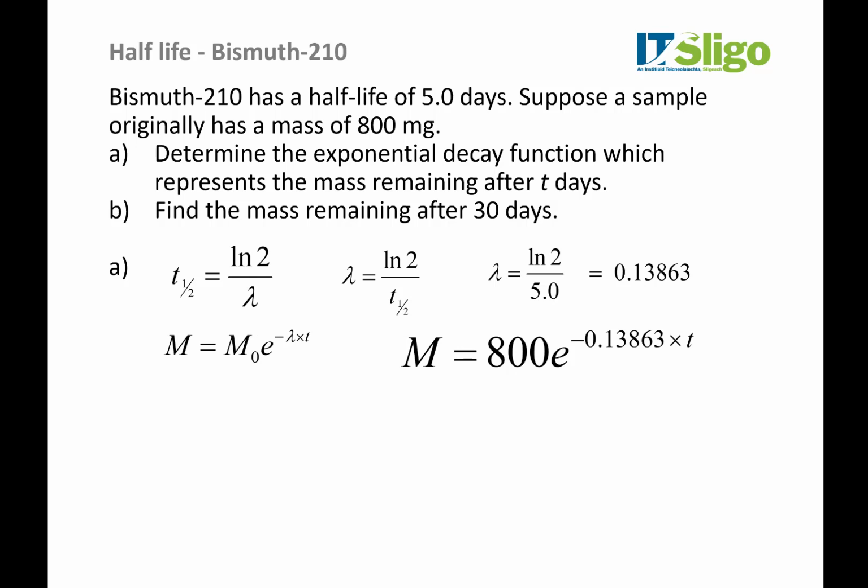So sorry, mass remaining is probably a better way of describing m. Part B, find the mass remaining after 30 days. Well, we just feed in 30 then for t. And we get 12.5 grams.